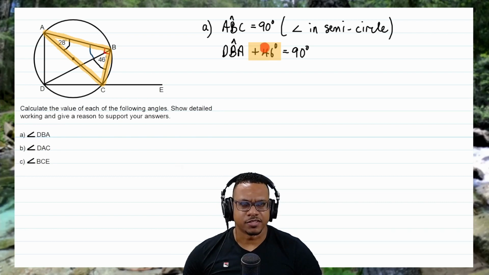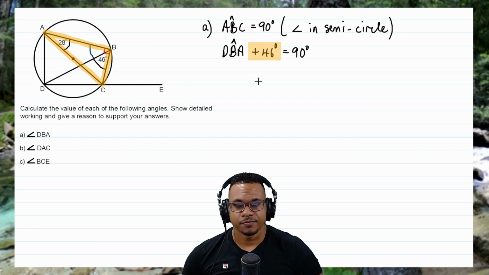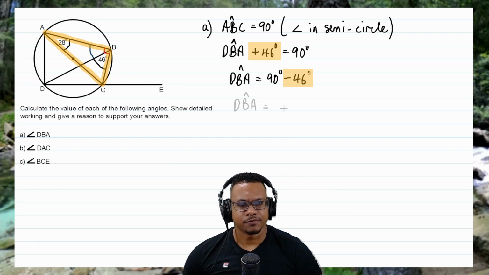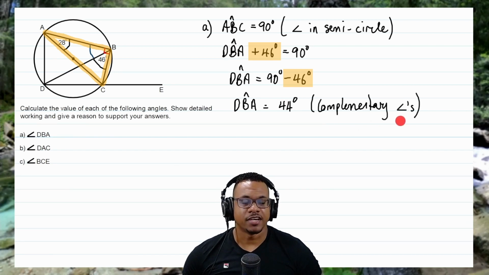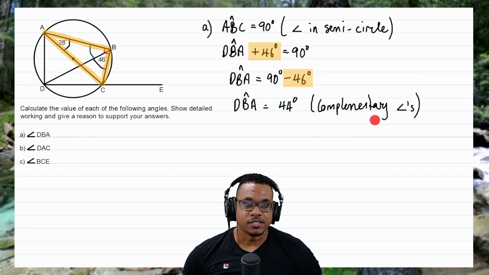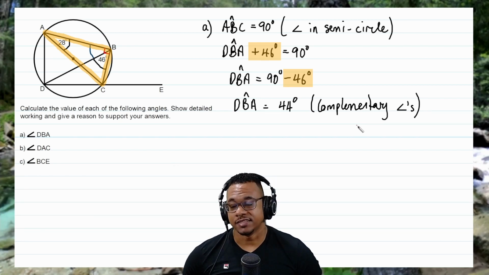So I'll transfer this positive 46 degrees across the right hand side. It will turn to negative 46 degrees. So I'll have angle DBA is equal to 90 degrees, take away 46 degrees. So angle DBA is equal to 44 degrees. And my reason would be complementary angles. And complementary angles would mean two angles that add up to 90 degrees.